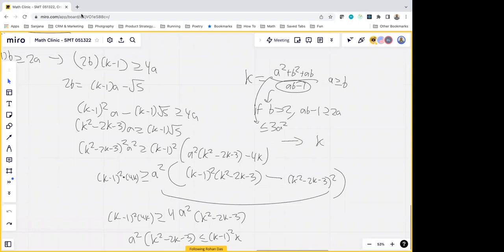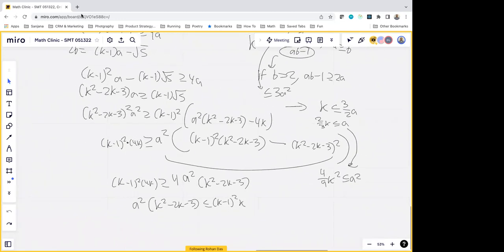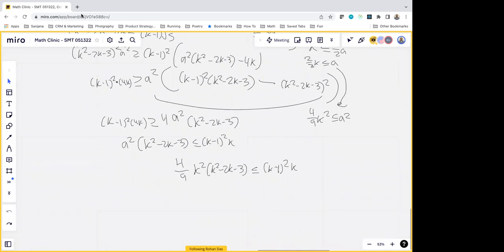So that gives that k is less than or equal to 3/2 a. Then 2/3 k is less than or equal to a. And you can square both sides to get 4/9 k squared is less than or equal to a squared. Now we can substitute this value of a. And that gives 4/9 k squared times (k squared minus 2k minus 3) is less than or equal to (k minus 1) squared times k. And if we expand this and rearrange, this will eventually simplify to 4k cubed minus 17k squared plus 6k minus 9 is less than or equal to 0.